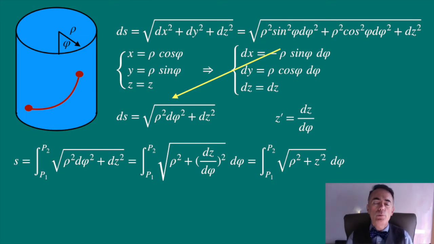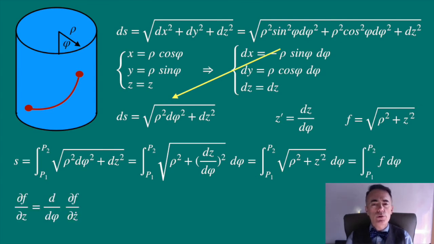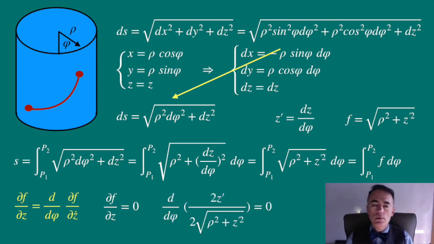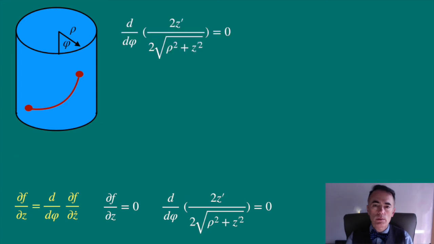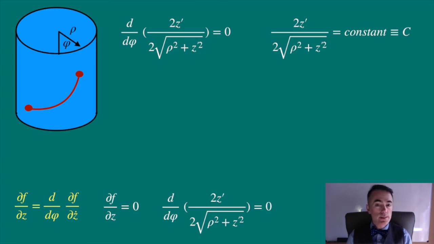You now want to minimize s. You call f the function inside the integral, and you will use Euler's equations for that. Since the partial of f with respect to z is 0, then this expression is constant. Let's call it c. Now, you want to solve this equation for z prime.